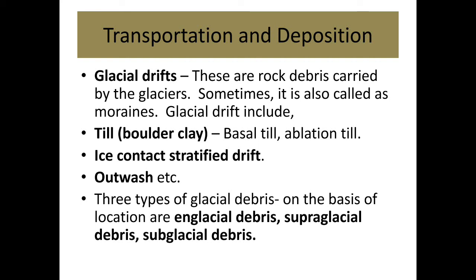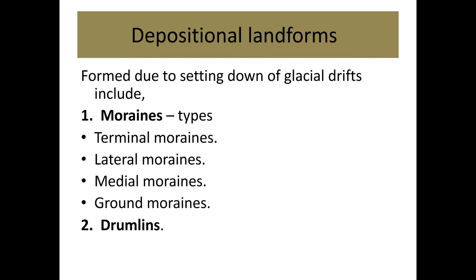Next one is transportation and deposition. So here, glacial drifts. These are rock debris carried by glaciers, and sometimes also called moraines. Glacial drift includes till, ice contact stratified drift, and outwash. Till has two types, basal till and ablation till. Glacial debris can be classified on the basis of location: englacial debris, which is the debris within the ice itself; supraglacial, which is on the surface of the ice mass; and subglacial, which is at the bottom of the ice mass. So these are glacial debris.